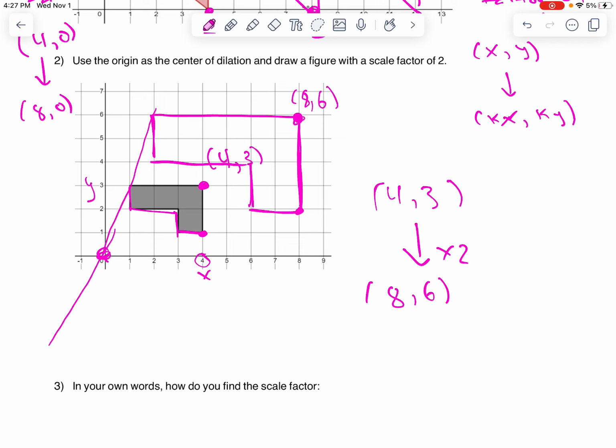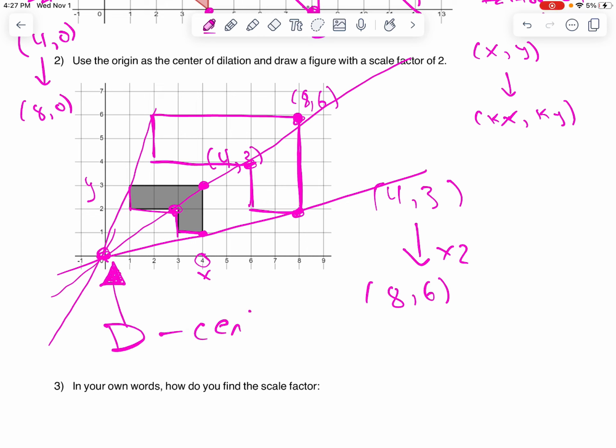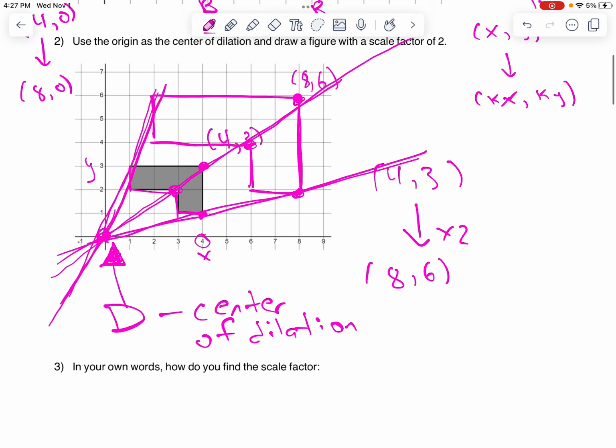All right, now one thing to note here is if I draw a line between corresponding points, it's going to go there. If I draw a line between that point and this point, it's going to go like there. And if I draw a line between that point and that point, it's going to go here. All of those lines are going to end up at that point right there, which we'll call D, which is our center of dilation. So all of our corresponding points, if you connect them, they'll make a line, and all those lines from all the corresponding points go to that center of dilation.